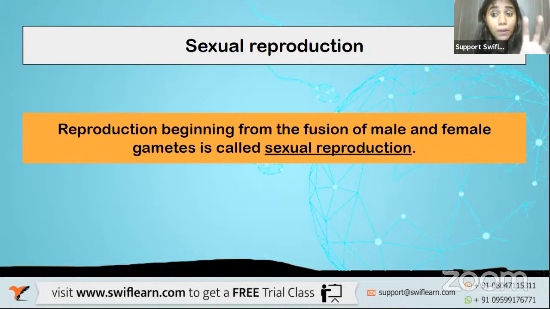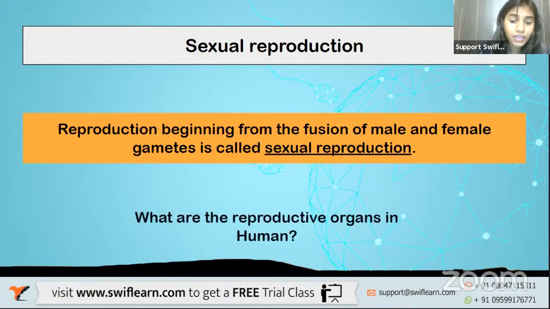Understood the basic difference between sexual and asexual reproduction? Under sexual reproduction, you need both parents of opposite sex, a male and a female that produce male and female gametes respectively, and the fusion of these gametes is called sexual reproduction. Asexual reproduction is when only one parent is needed. Moving further, now coming to human reproductive organs.